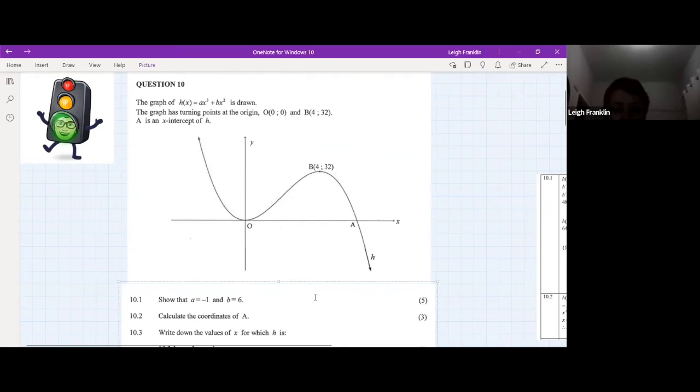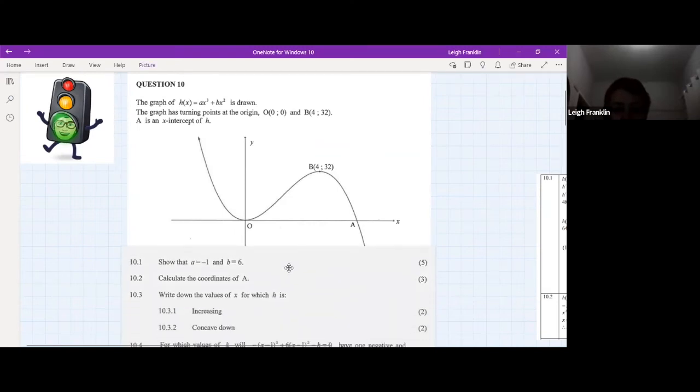What they want us to do is show that A is -1 and B is 6. Now, we've done this together, all right? What does this fall under? Like, what heading is this? What are they asking us to do?